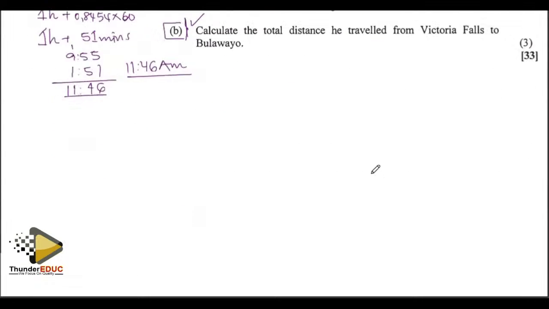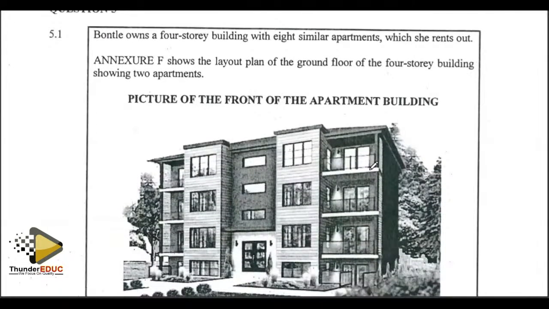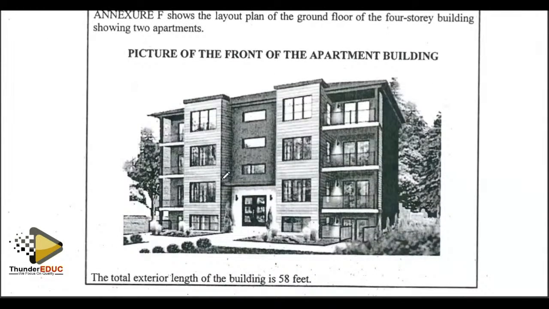Look at question number 5, the last one. Okay, Boltley owns a 4-story building with 8 similar apartments, which she rents out. An extra F shows the layout plan of the ground floor of the 4-story building, showing 2 apartments. All right. So each floor has 2 apartments. This could be the main entrance here. They enter, they divide each other.